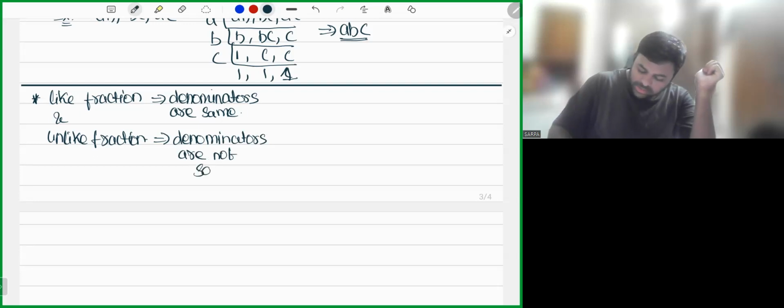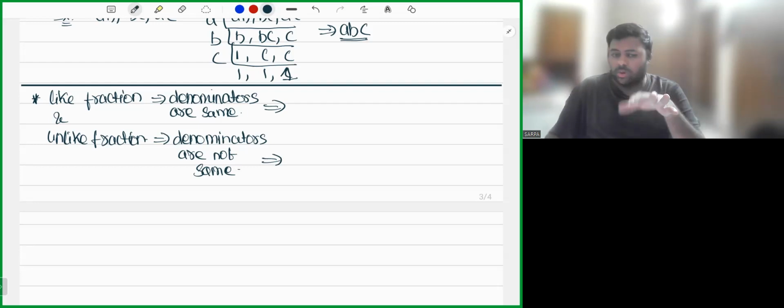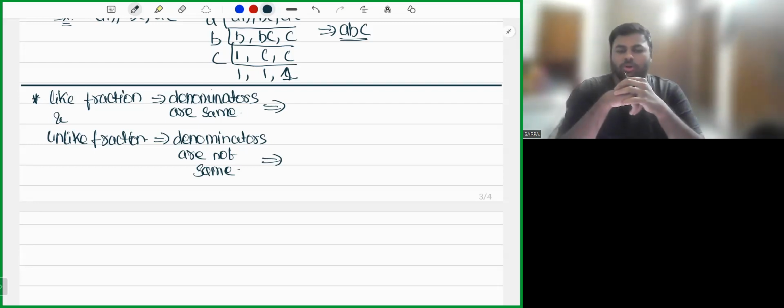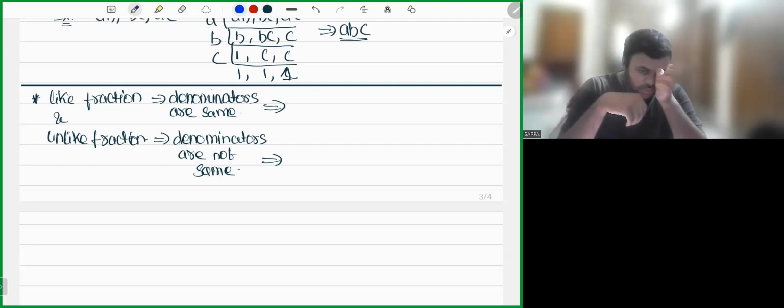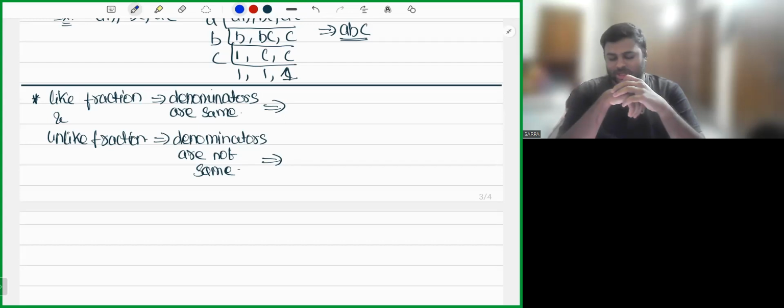Sir, in many places in foundation we come across like fractions and unlike fractions, and students get confused here. Sir, how did you do those multiplications? Don't worry about that, I'll tell you. Like fractions means denominators are the same. Unlike fractions means denominators are not the same.